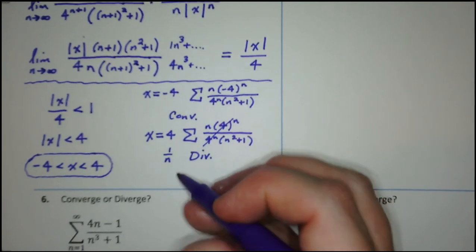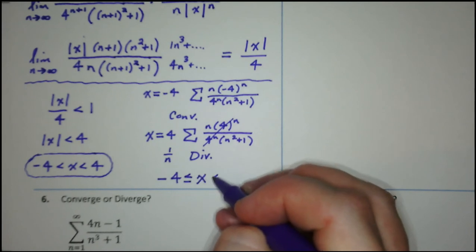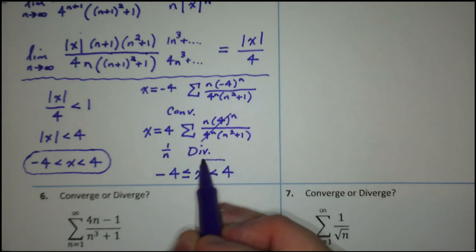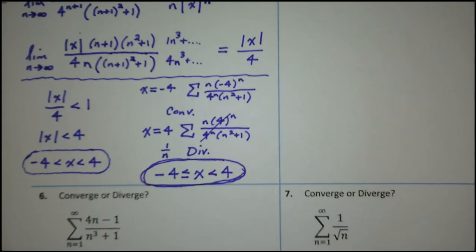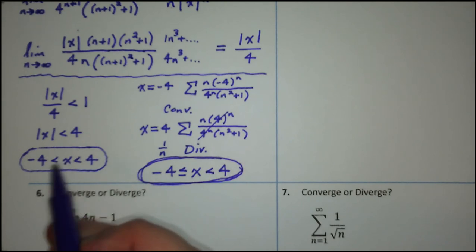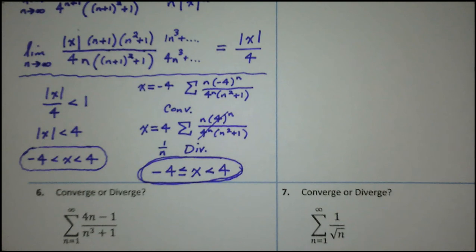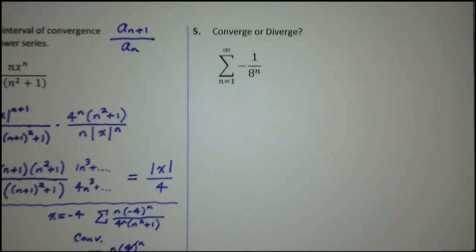And so the final interval of convergence overall, right, is that. Okay? Converging absolutely on that interval, converging conditionally at x equals -4. Goodness. All right, number 5.